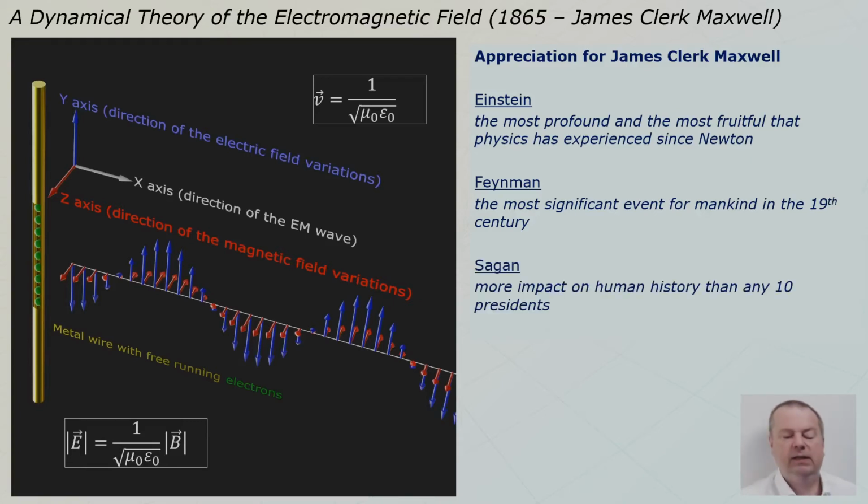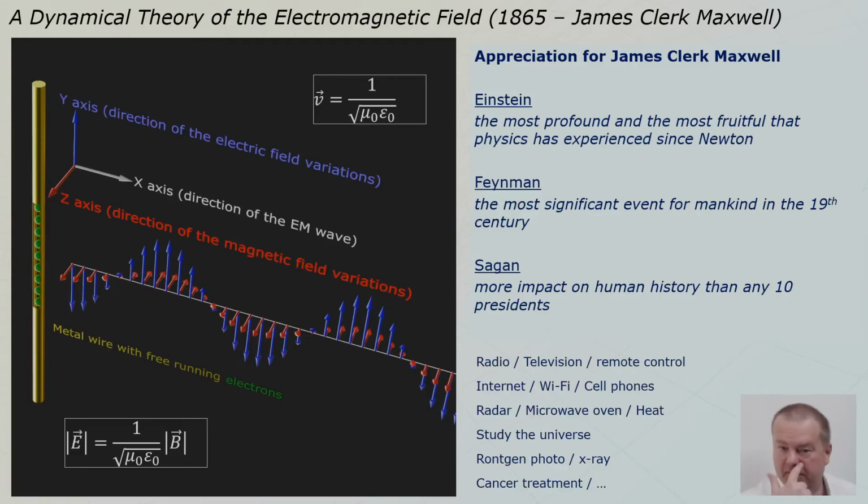Carl Sagan says it differently. He says, this discovery has made more impact on human history than any 10 presidents. And I told you in previous levels when we talked about Maxwell's equations, without them we wouldn't have radio, television, remote controls, internet, Wi-Fi, cell phones, radar, microwaves, etc. Everything that runs on a battery or power is possible because of Maxwell's equations, and everything that goes through the air, like radio, is possible because of the discovery of the electromagnetic wave. So there you go. Super level stuff.